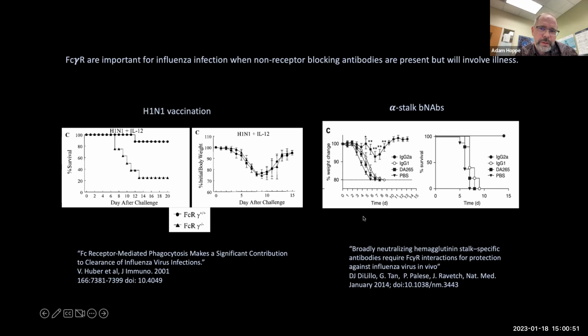Similarly, anti-stalk antibodies, broad neutralizing antibodies, here shown in this experiment, do not completely neutralize against infection, but require FcγR function, and particularly require IgG2a, which in mice mediates, we think, the most potent phagocytosis, as well as potential other Fc functions for protection here. Again, these mice become ill, but will recover. Okay.